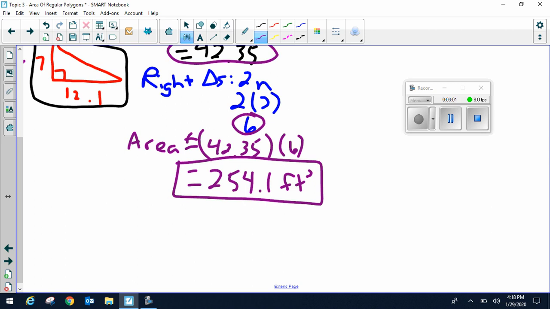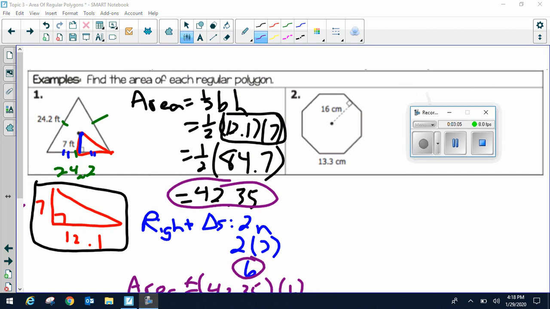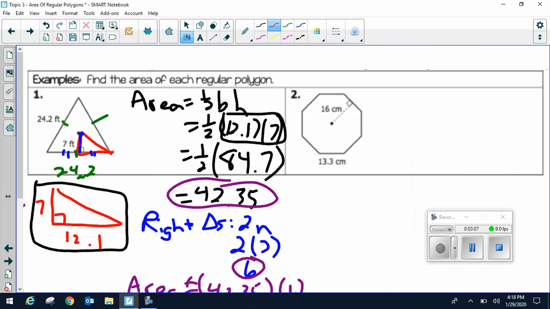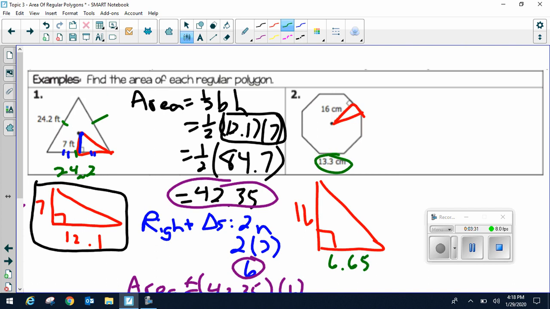Okay. So let's do another one. Remember, same thing, connect it. So you're going to have your right triangle. So I'm going to redraw my right triangle here. And again, in this case, they give me the height to be 16. All the sides are 13.3. So to find this one piece, I have to take 13.3 and divide it by 2. And I get 6.65. That's this piece right here.